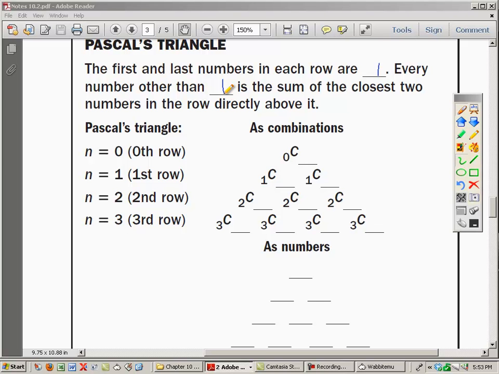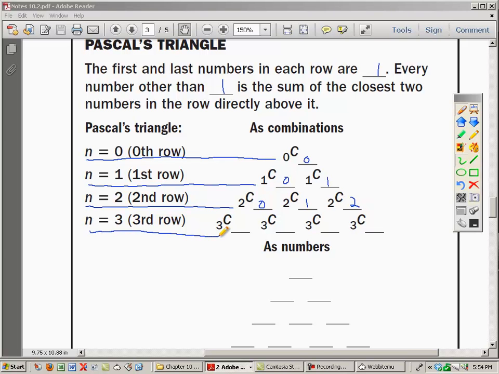Okay, so this is row 0, the 0th row, all right? I have 0 objects and I choose 0 of them, all right? In row 1, and I know it looks like the second row, but it's not really the second row, it's row 1 because we're calling the first one row 0. In row 1, we have one object, so I have 1 choose 0 and 1 choose 1. So if I have one object, I can choose it or not, all right? In row 2, we have 2 objects. We can choose none, we can choose 1, or we can choose both.